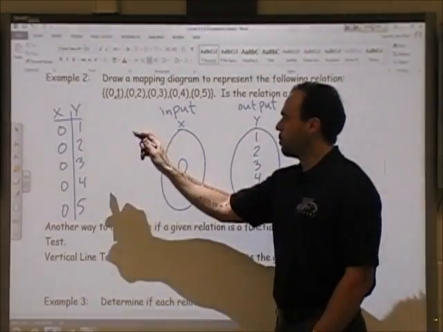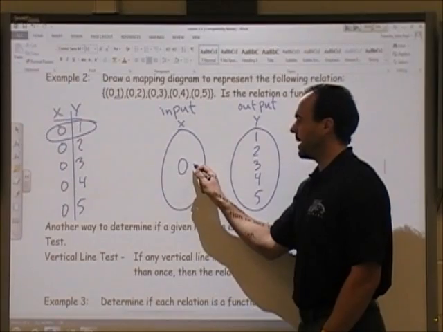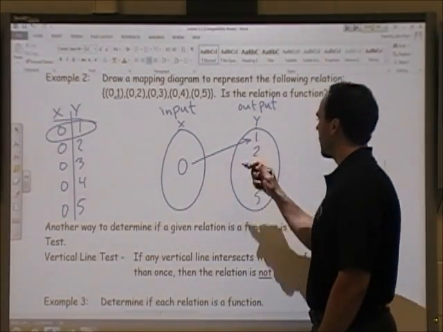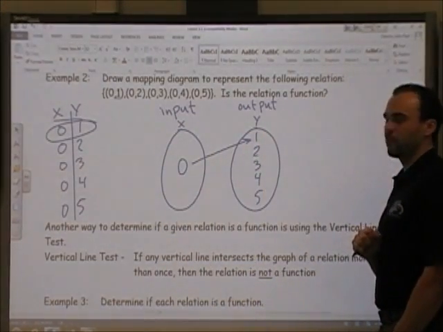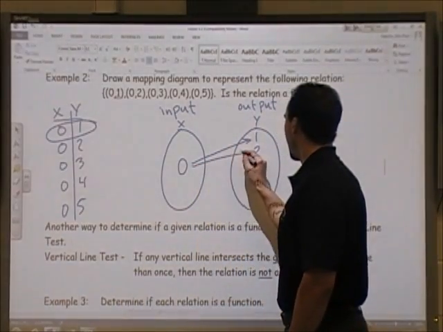When I put the first point, 0, 1, when I plug in 0, I get an output of 1. So when I plug in 0, it gives me an output of 1. I put an arrow. From when I plug in 0, I get 1. That's my first point. My second point, 0, 2. When I plug in 0, I get 2.